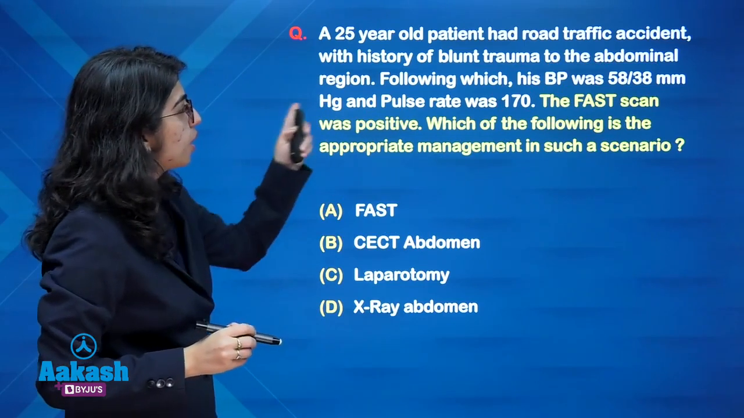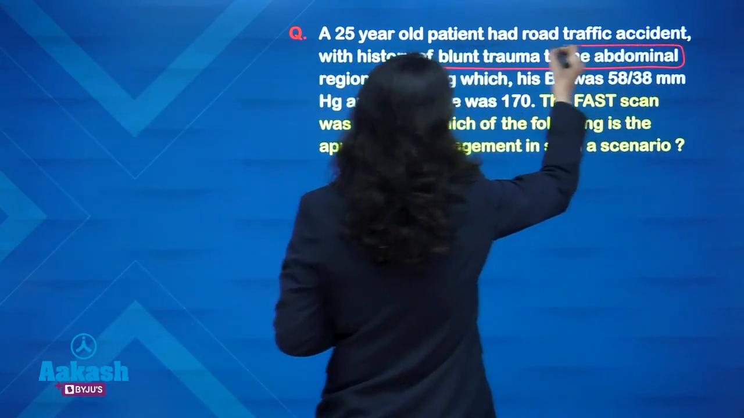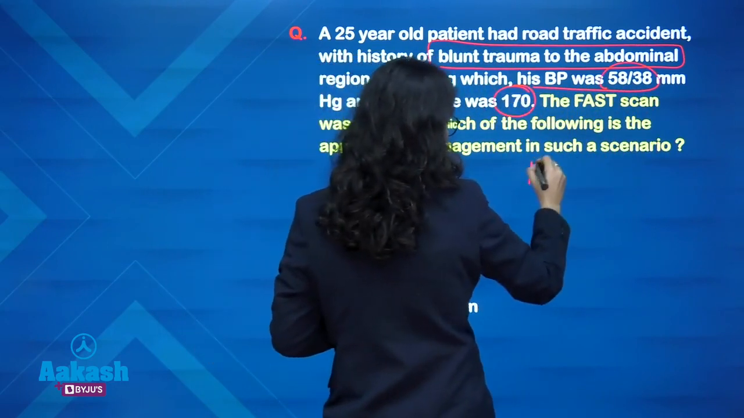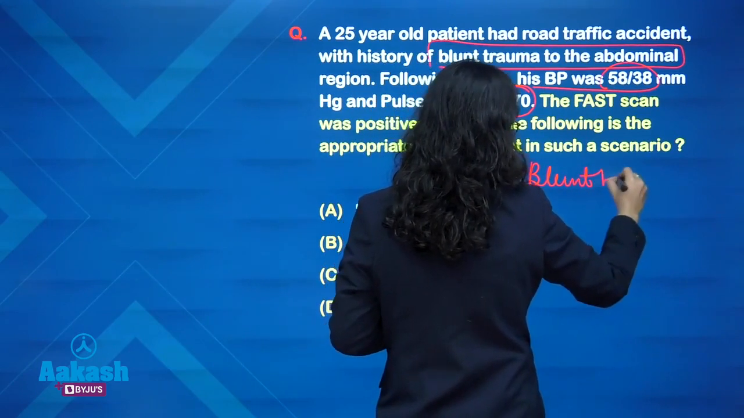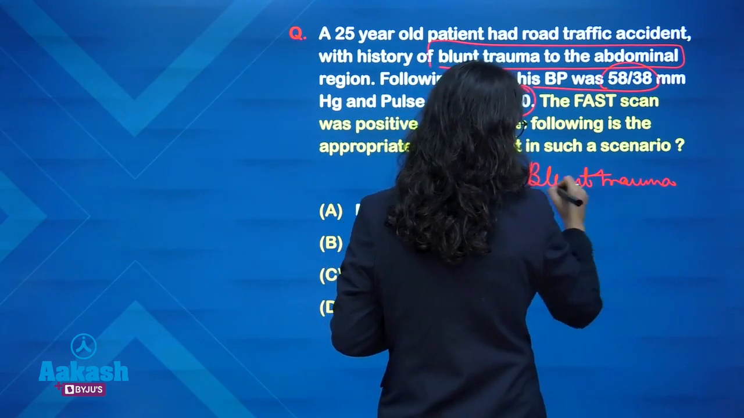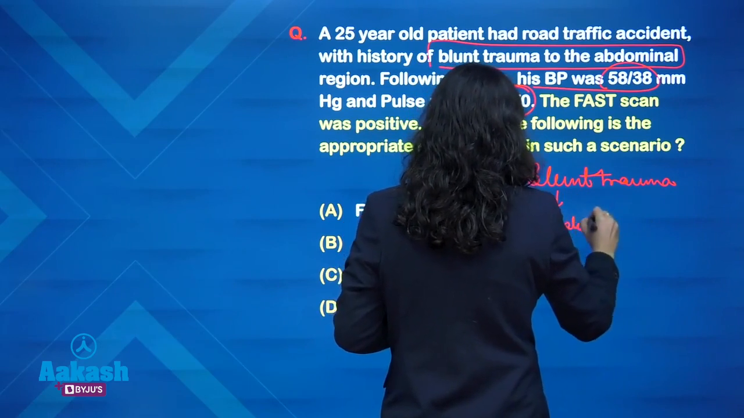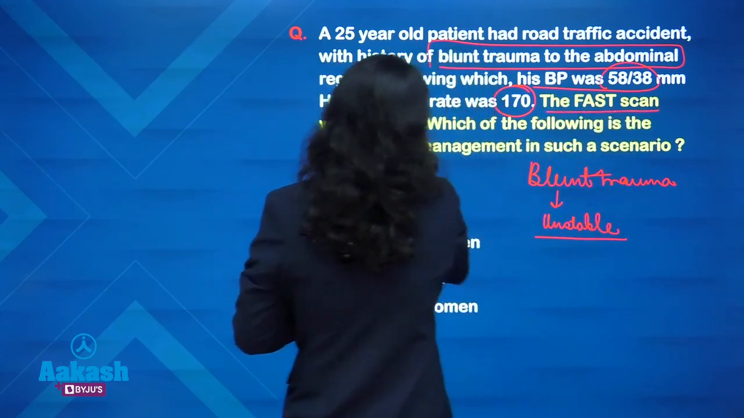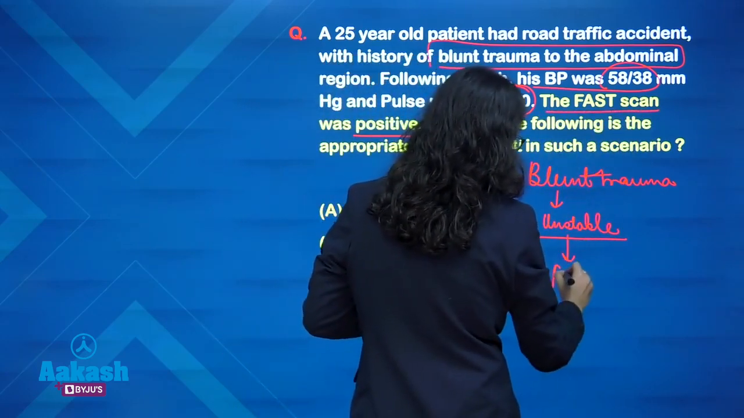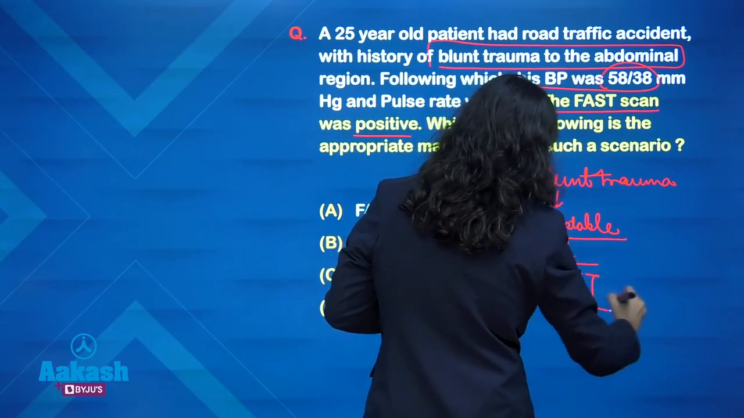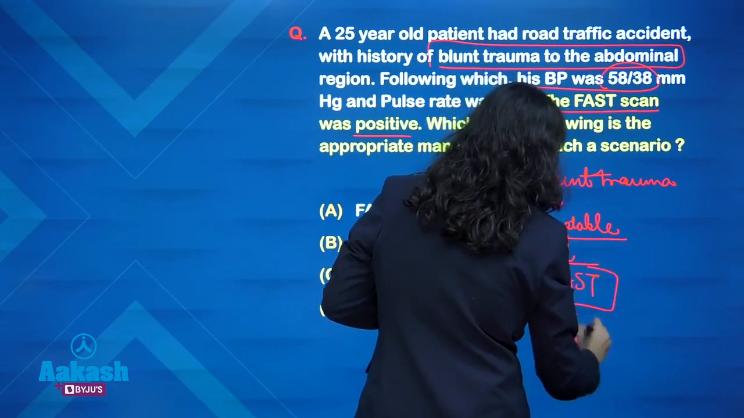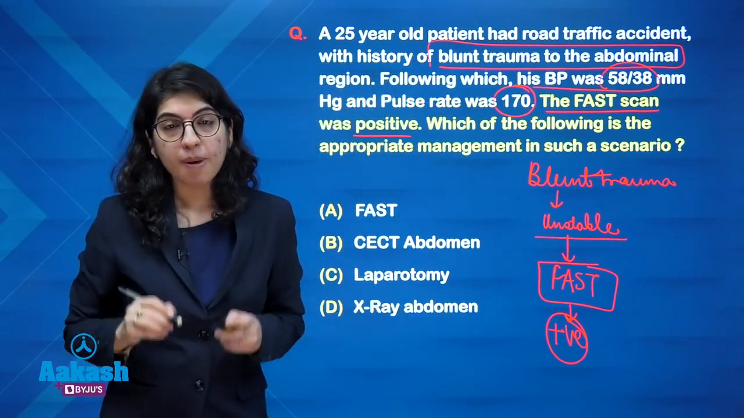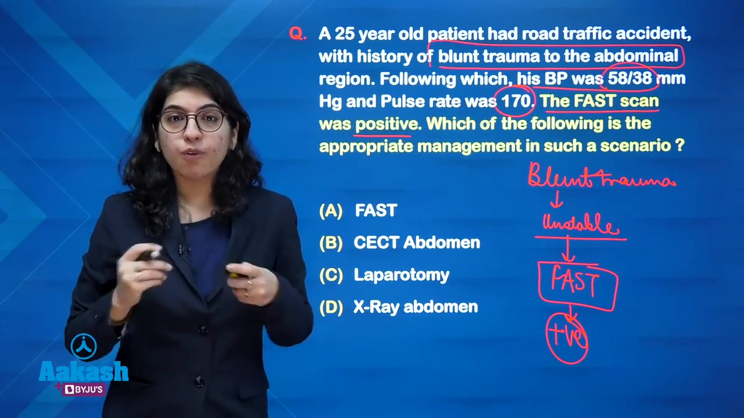Now the question is changed. The patient has blunt trauma to the abdomen after RTA, BP 50/38, pulse 170. This is an abdominal blunt trauma, but the patient is unstable. FAST scan was positive. What was the initial test? The initial test you always do is FAST. FAST has come out positive, meaning on ultrasound you have found free fluid, meaning there is some hemoperitoneum present. What will you do in this case?